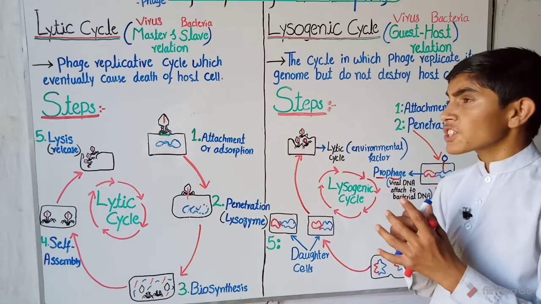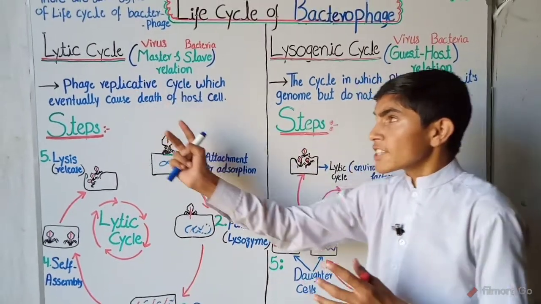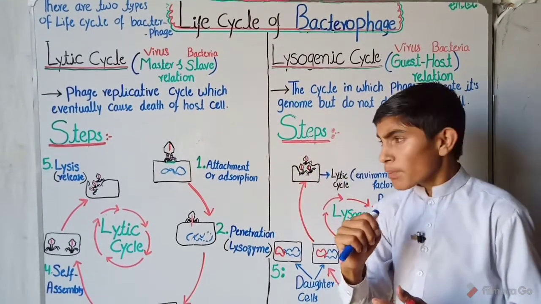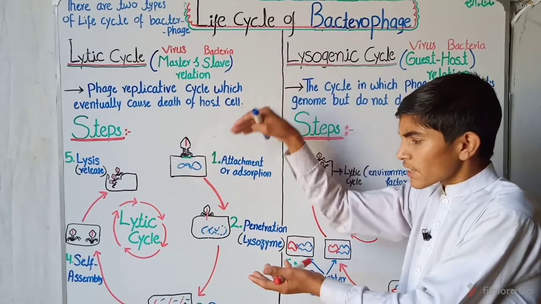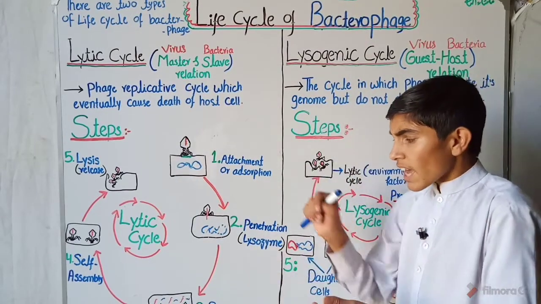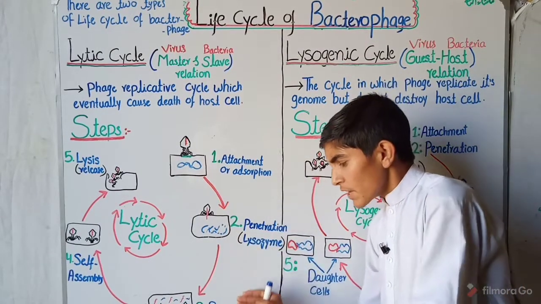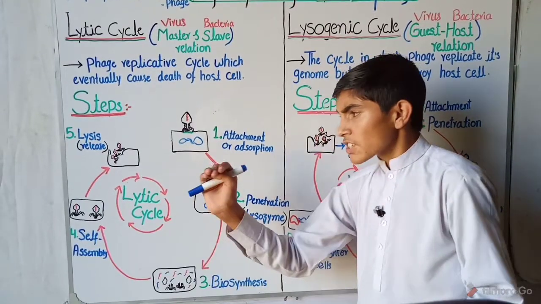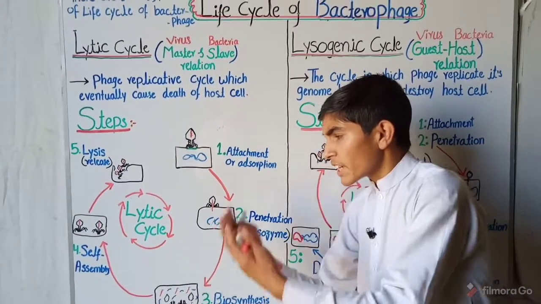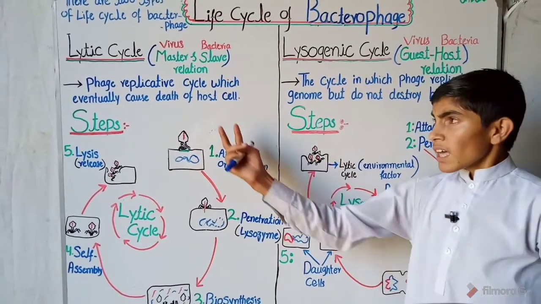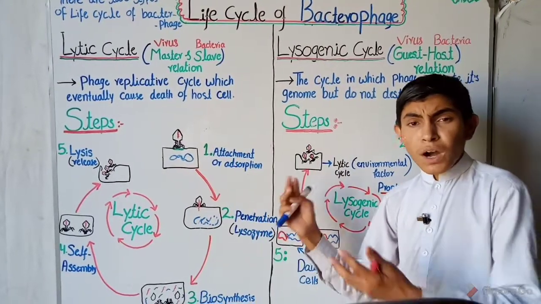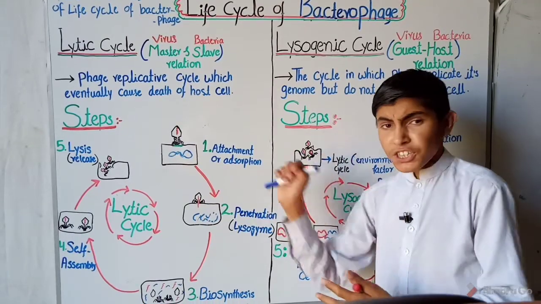So let us revise the lecture. First of all, the lytic cycle is a master and slave relationship, in which the virus enters inside the bacterial cell, penetrates the wall of the bacterial cell, replicates itself, and then comes out again. So this is the lytic cycle, in which the virus damages the bacterial cell.